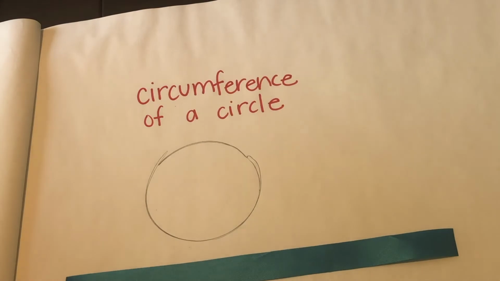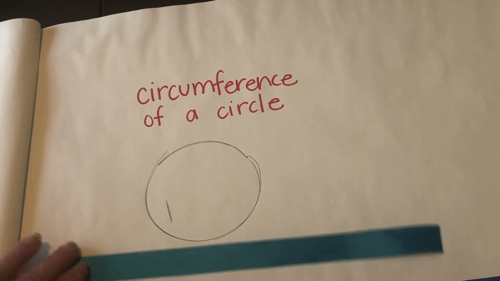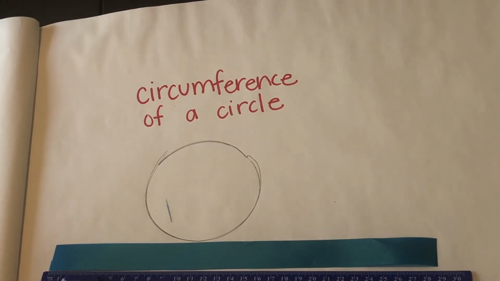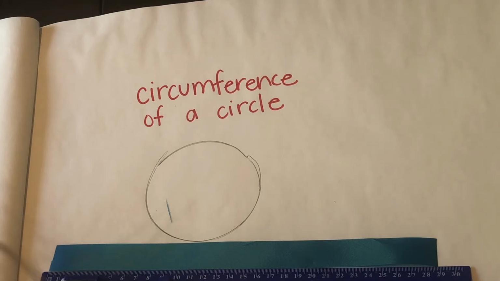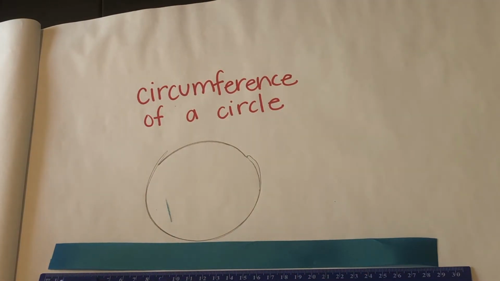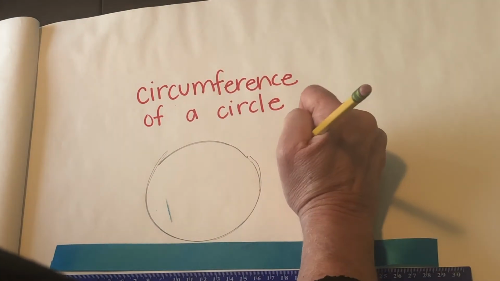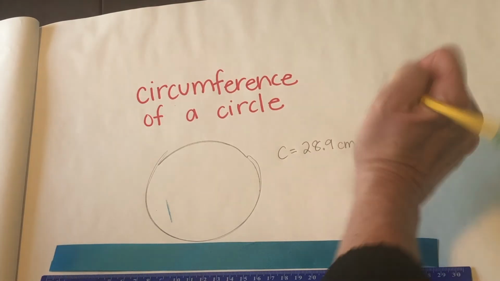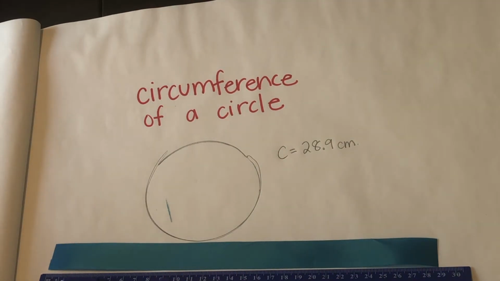So we can lay this flat. We'll take the ruler here and I'll measure the length of this line. And I get, it's almost 29, but it's 28.9 centimeters. So the circumference is 28.9 centimeters.